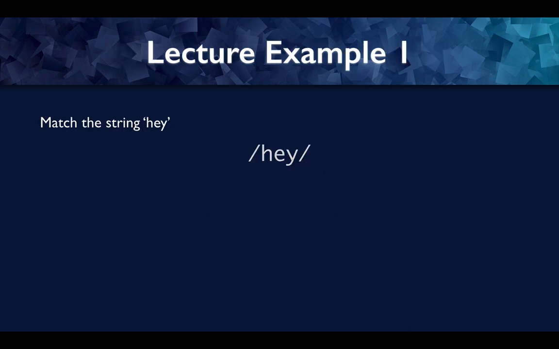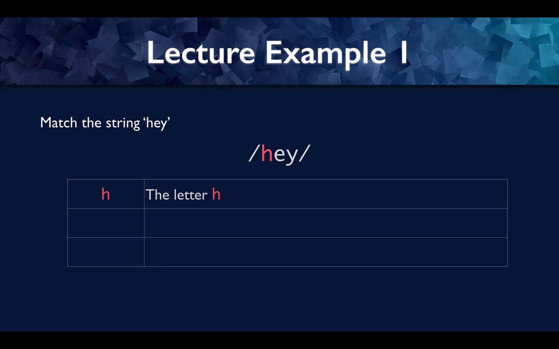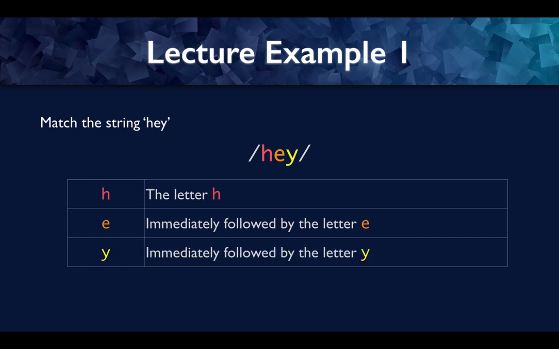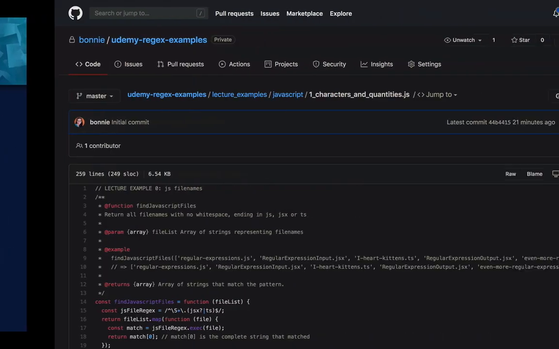All right, so let's look at breaking down this example. As I mentioned before, I'm going to be setting off all regular expressions with these forward slashes. So those forward slashes aren't part of the regular expression, they just mark the beginning and the end. In this regular expression, we have the letter H, immediately followed by the letter E, immediately followed by the letter Y. I told you this was going to be overkill for this regular expression. Let's take a look at what that looks like on regex 101.